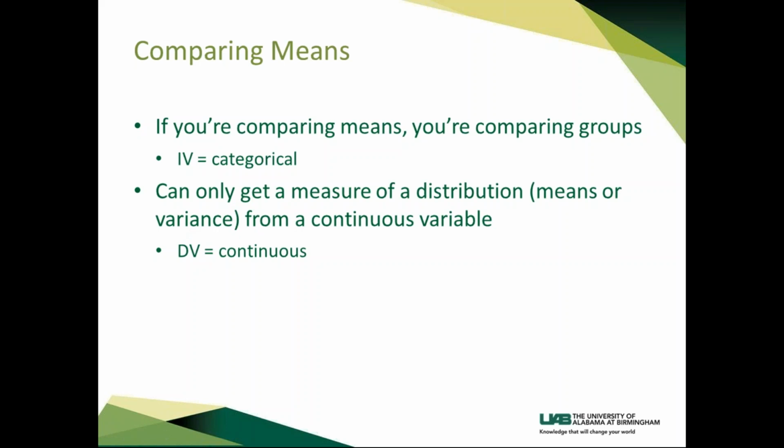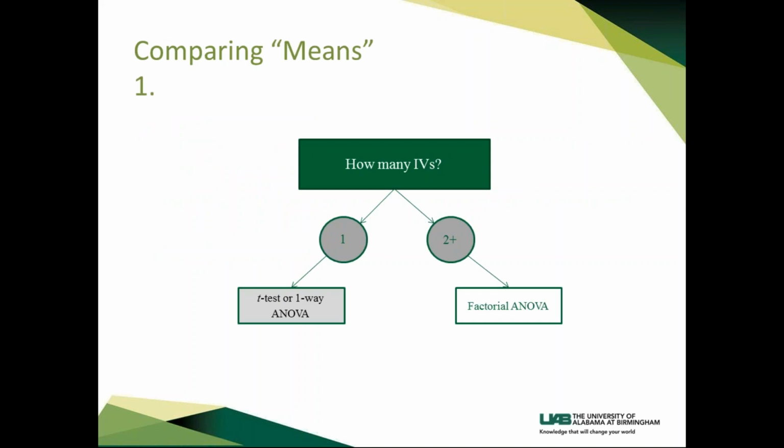So going back to the research goal, if the research question looks like it's trying to compare groups on means, you need to ask yourself, what is my IV? Is it categorical? And it pretty much has to be. So if we're comparing means, we're comparing groups. So that means we have a control group, a test group, medication A group, medication B group, whatever it is. Our independent variable is pretty much going to be the group. Now, there might be multiple levels within that group, but it's categorical. And you can only get a measure of a distribution, like means or variance, from a continuous variable. So if your goal is to compare groups on means, so your independent variable is categorical and your dependent variable is continuous, you're looking at either some sort of t-test or ANOVA. And so let's break that down.